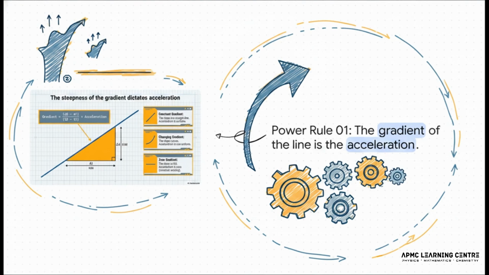Okay, power rule number 1. It is all about the gradient, the steepness of the line. That gradient is the acceleration. Think about it. A super steep line means the velocity is changing really fast. A shallow, gentle slope, that's a slow, gradual change. And what about a line that's perfectly flat, perfectly horizontal? Well, that's a slope of 0, which means, you guessed it, 0 acceleration. It's that simple. The slope tells the story of the acceleration.